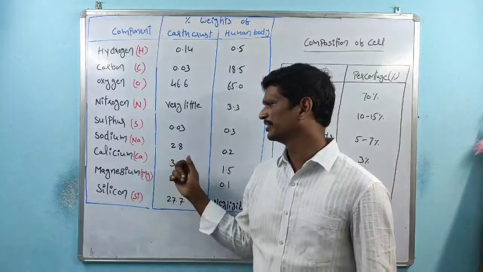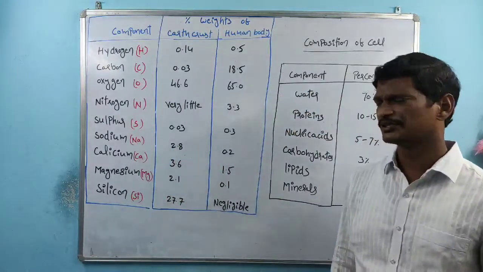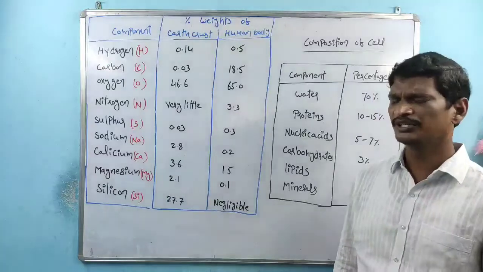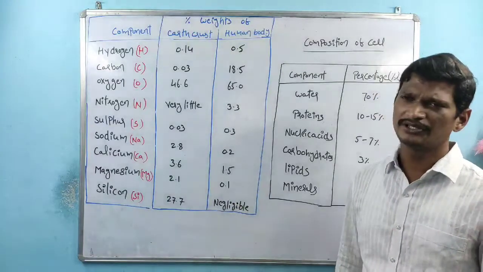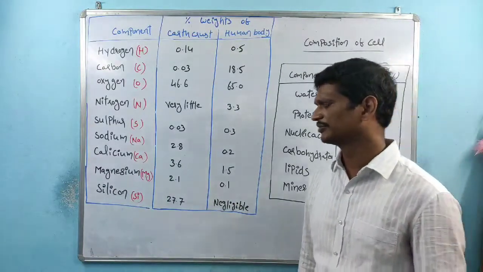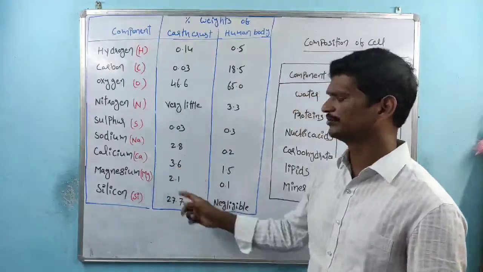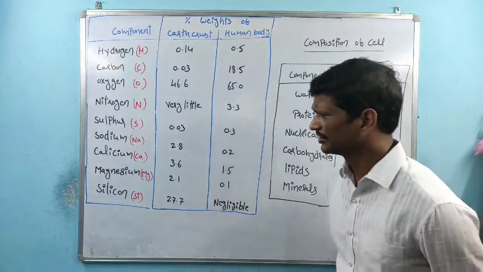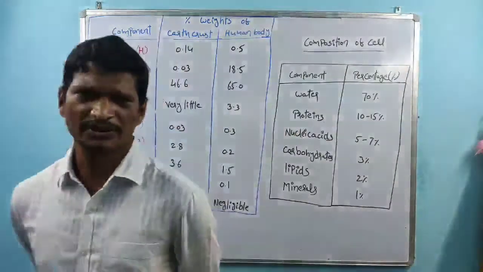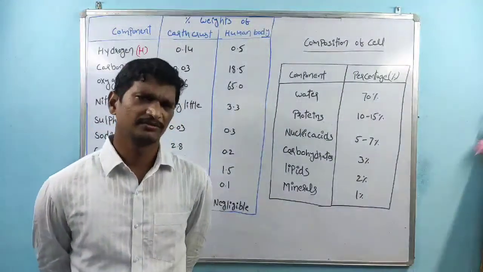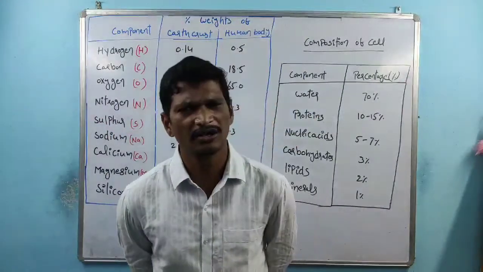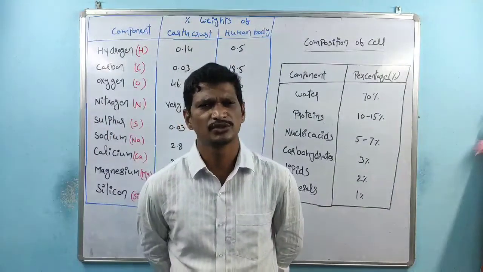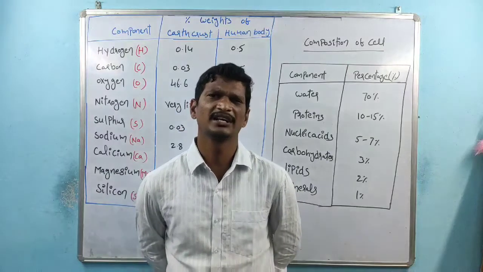And coming to sodium, the percentage is 2.8% in the crust and 0.2% in the body. Calcium is 3.6% and 1.5%. We know about sodium within the human body; not only the human body, all living cells require sodium. Sodium is one of the important metal ions.